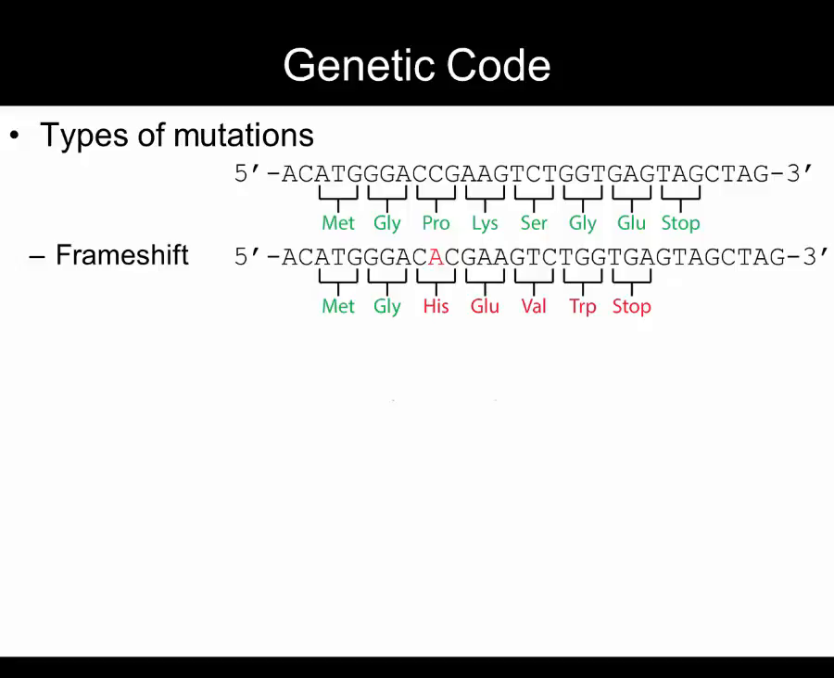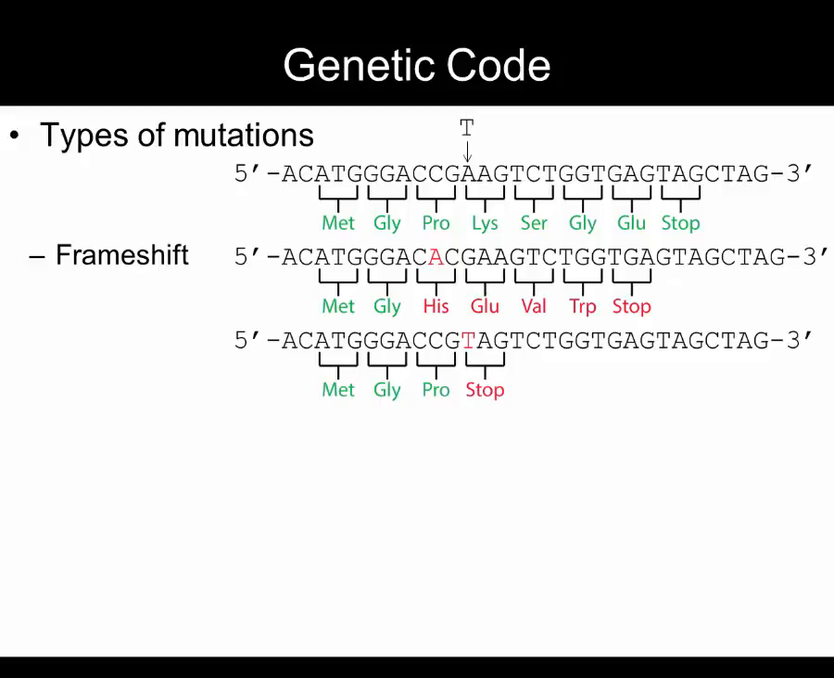Let's look at a substitution where this adenine has been replaced with a thymine. Instead of being AAG for lysine, there's now a TAG, which is a stop codon. This is a nonsense mutation. Truncating a protein halfway in is very likely to mess up its function.